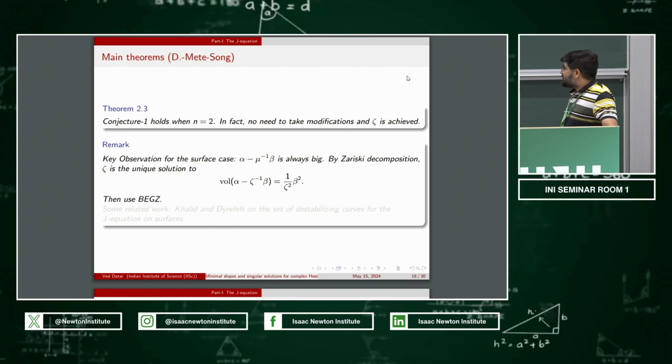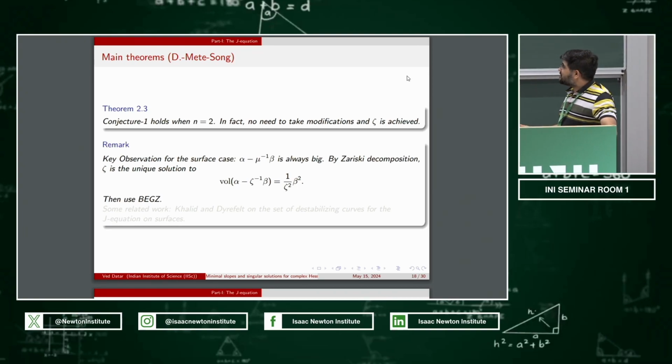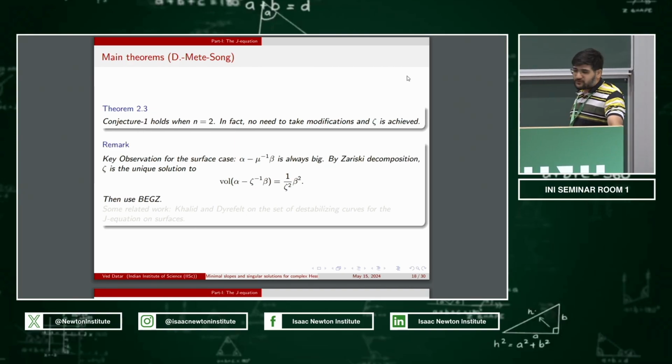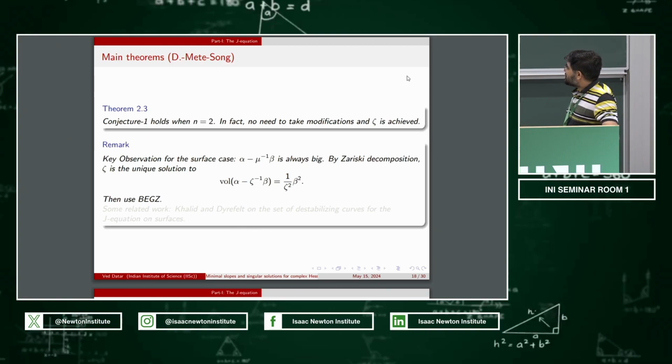And so the proof is actually very elementary. The key observation is that for the surface case, if you look at alpha minus mu inverse beta, then this always turns out to be big. I mean, this seems a little bit magical at first, but it just follows from a lemma due to Lamari. And it's not quite complicated. It's quite simple actually.